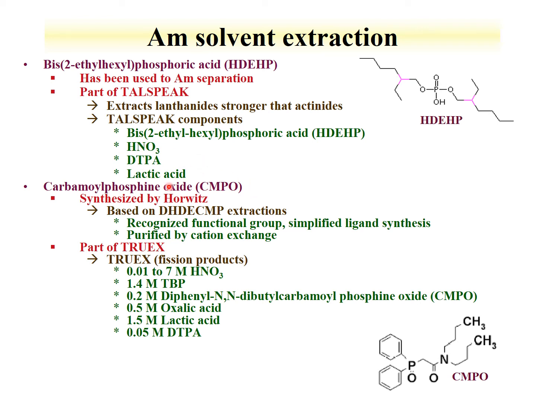CMPO has also been used, the ligand shown here, and this is part of the TRUEX process, which is used for fission product extractions. So, separation of the lanthanides and actinides from the fission products. And it also employs tributyl phosphate, the CMPO, oxalic acid, lactic acid, again as a buffer, and DTPA.